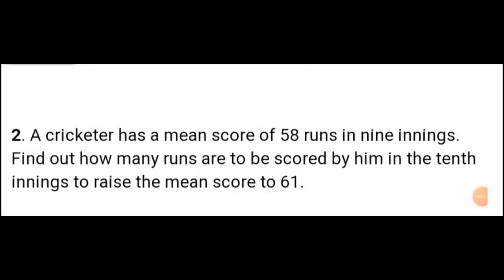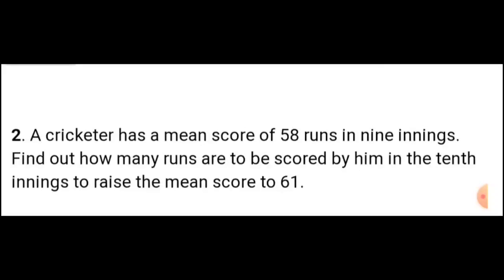Next question. A cricketer has a mean score of 58 runs in 9 innings. Find out how many runs are to be scored by him in the 10th innings to raise the mean score to 61. So here it is saying a cricketer has a mean score, meaning the average score, of his total 9 innings, that is 58.